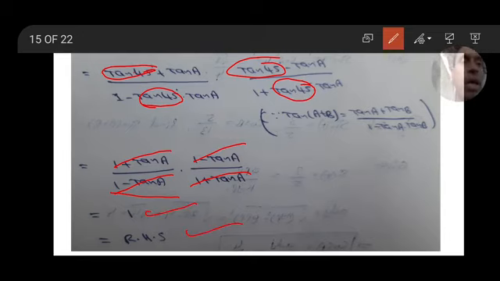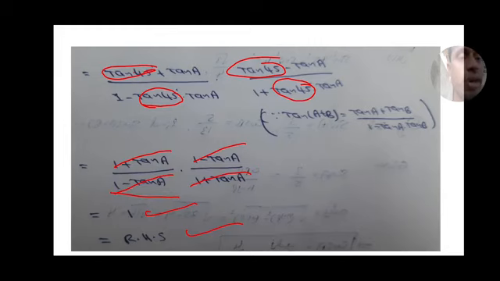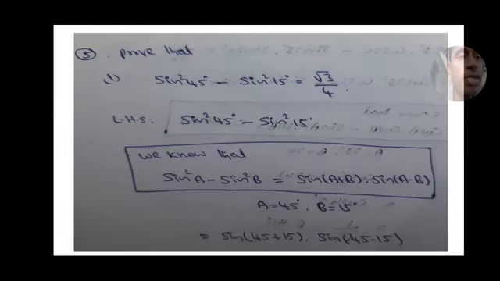Okay, that is RHS. Here we are simplifying only using the formulas, tan of A plus B formula, tan of A minus B formula. Pi by 4 means 45. So tan of 45 plus A into tan of 45 minus A. So substituting tan of A plus B, tan of A minus B formulas and simplifying we get one answer. Next, prove that sin square 45 minus sin square 15 degrees equal to root 3 by 4.